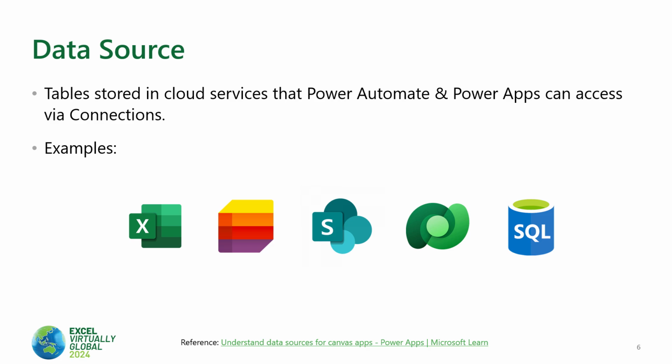So first thing that you need is the data source. You can use any of the data source that I show on the screen as long as they are on the cloud, and Power Automate and Power Apps can access via connections. So here are some examples like Excel, Microsoft List, SharePoint List, like what I use in this case, Dataverse or SQL Server. You can also access to this link to see more details from Microsoft.